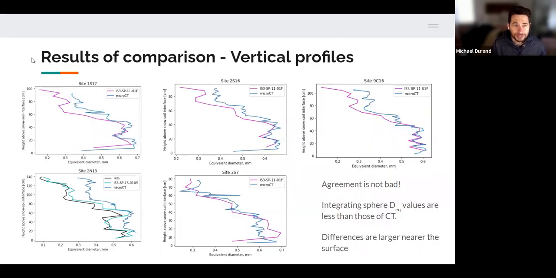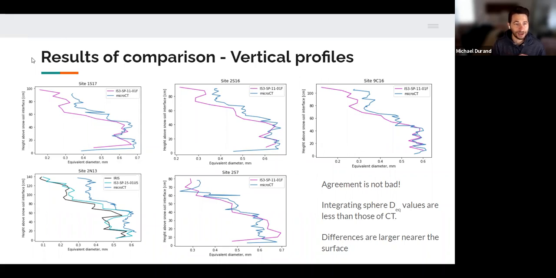This is what the comparison looks like. Five snow pit profiles, 2N13, which Mel was just talking about. It's there in the bottom left. Our basic conclusion from looking at consistency here was that the agreement is not bad.